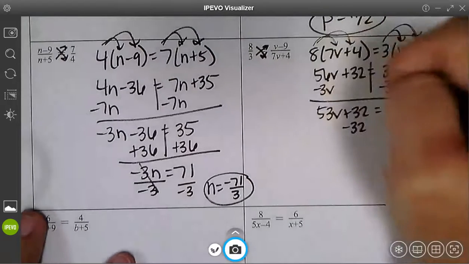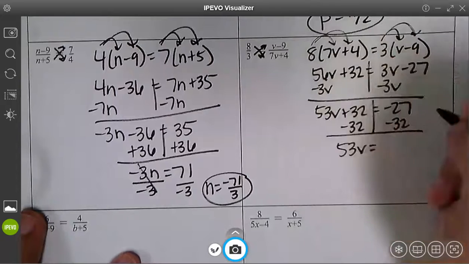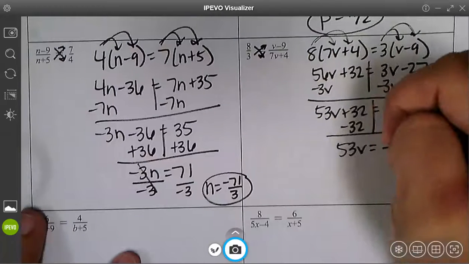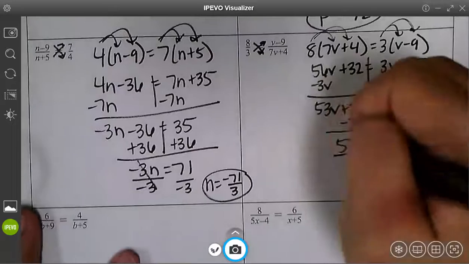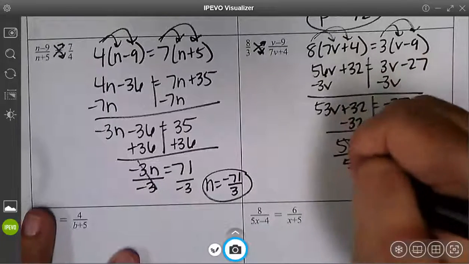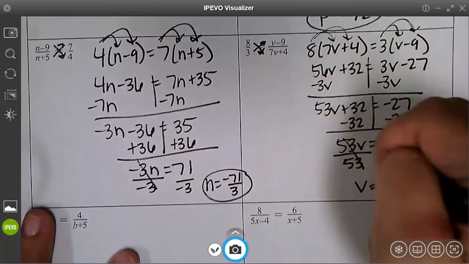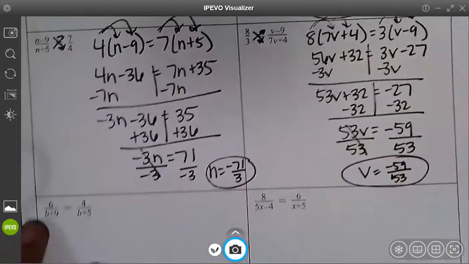Subtract 32 from both sides. You have 53b equals negative 59. Divide both sides by 53. And you have b equals negative 59 over 53. That fraction also does not simplify.